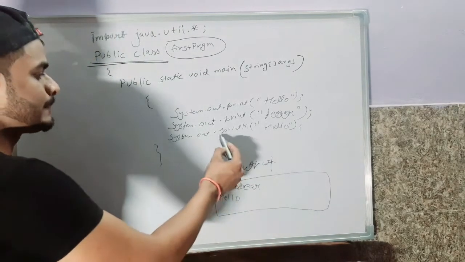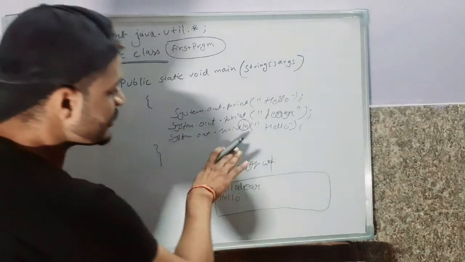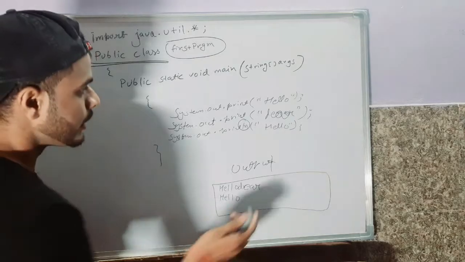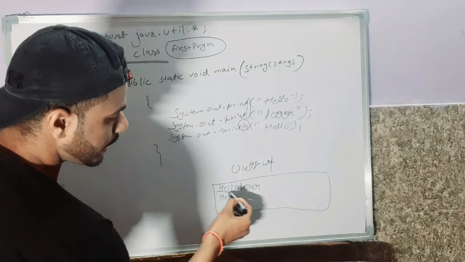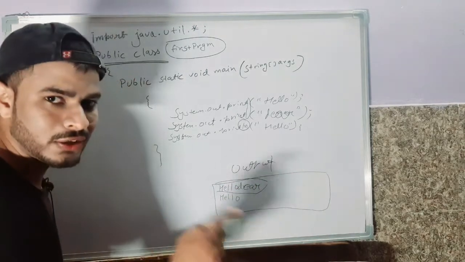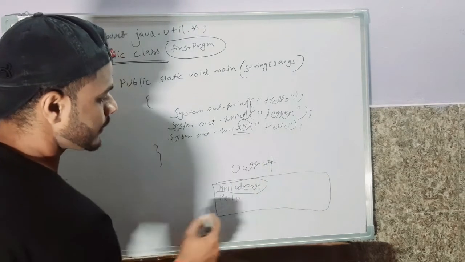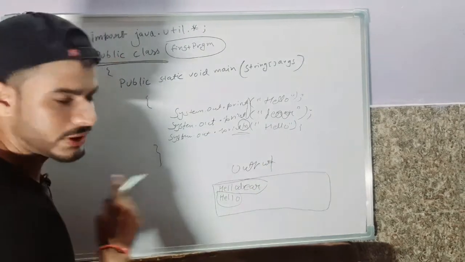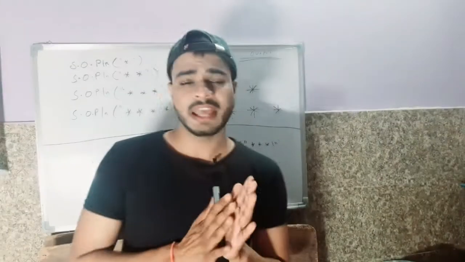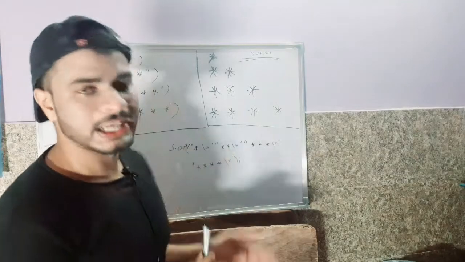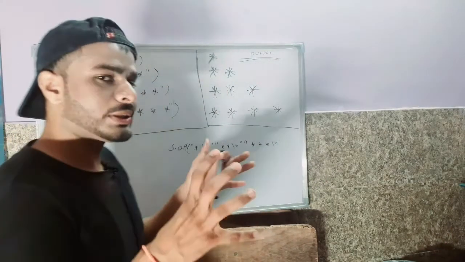What is the use of this ln? It simply changes the line. If we don't use ln here, what will the output be? Hello dear, in one line, no space, nothing. And when we introduce ln, the output will be in a proper manner, in proper order. So recently we have learned the role of println, the meaning of ln. I hope you know. So now let's do something interesting.